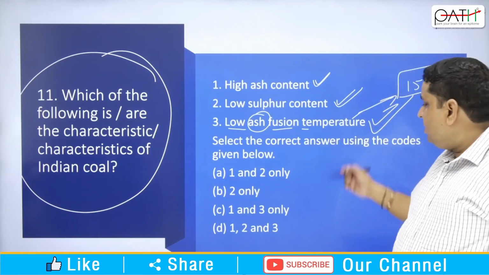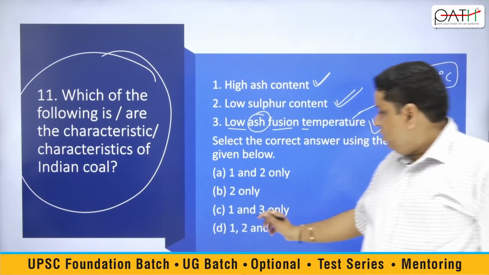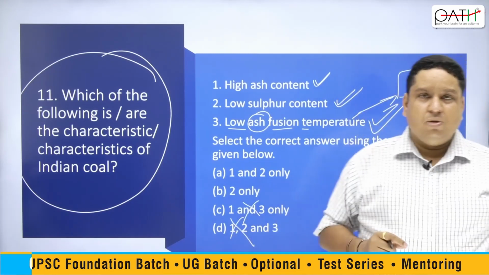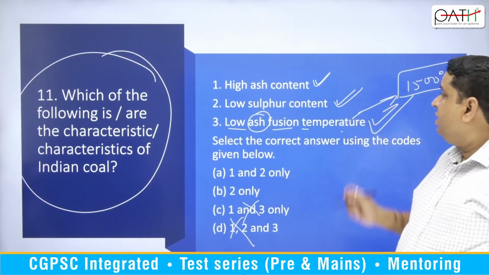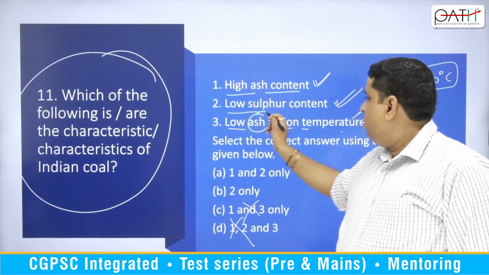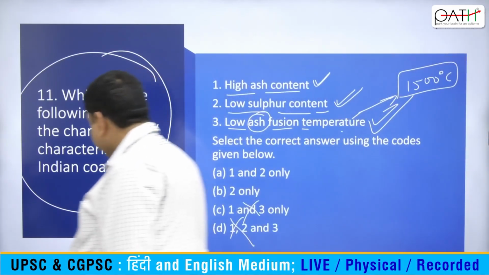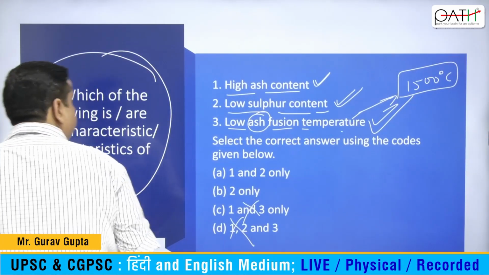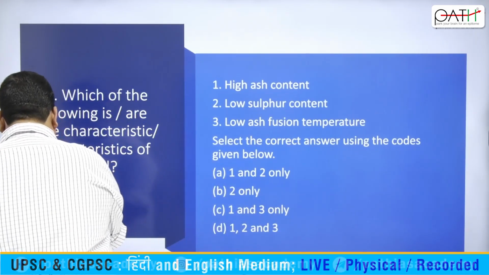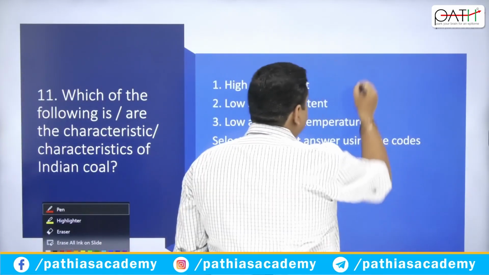So third statement, let us eliminate options on the basis of the third statement. You can easily eliminate option C, you can easily eliminate option D based on the third statement that it is incorrect. Then it has high ash content and it has low sulfur content. So basically in India, or in general, there are four types of coal.